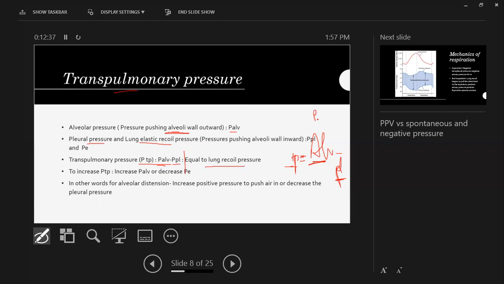That is by your positive pressure ventilation. How can you decrease pleural pressure? That is what is happening spontaneously by means of increasing the negative pleural pressure. Correct? So pleural pressure becomes more negative, pulls in air, isn't it so? So this is what happens in spontaneous ventilation or negative pressure ventilation. Okay. So if you want alveolar distension, you need to increase positive pressure by pushing in air or decrease the pleural pressure, which usually happens spontaneously.